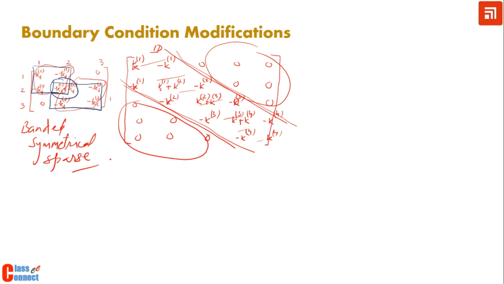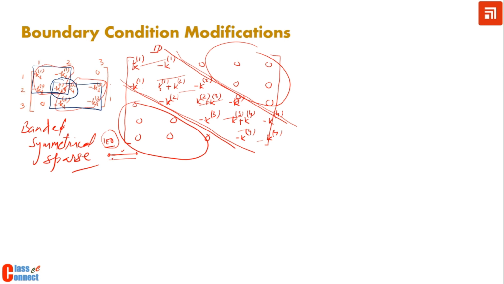The bandedness and sparseness reflect the connectivity of the finite element mesh, because each element has relatively few nodes compared to all system nodes, and only a few elements share each node. I suppose it is clear that each element is connected to only two nodes. Suppose we have 100 nodes in a discretized domain, each element is connected to only two nodes, and the other 98 nodes are connected to some other elements. So that is why it is a banded form.